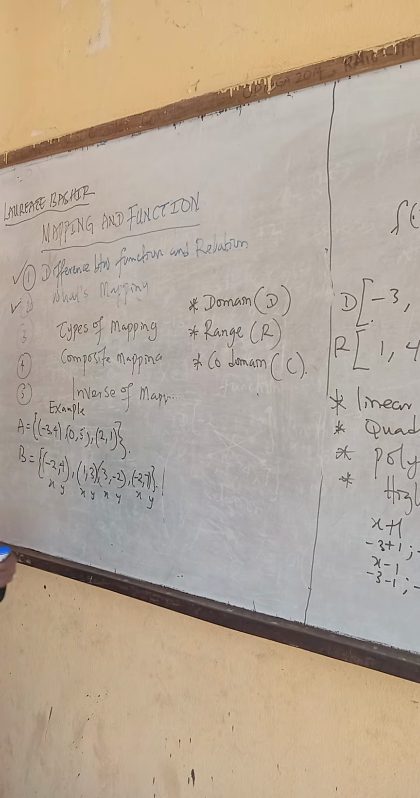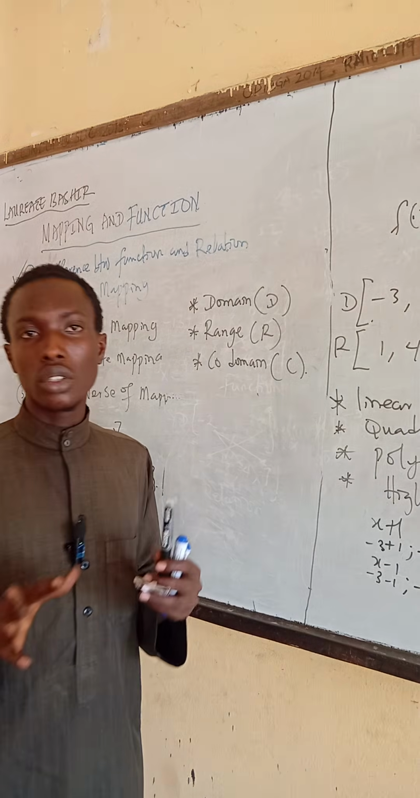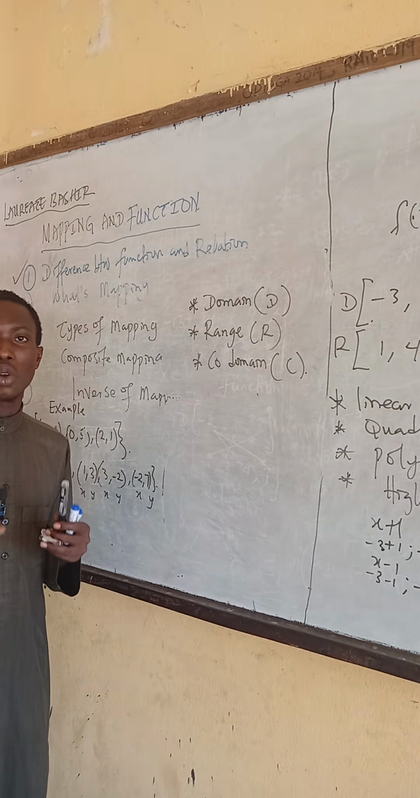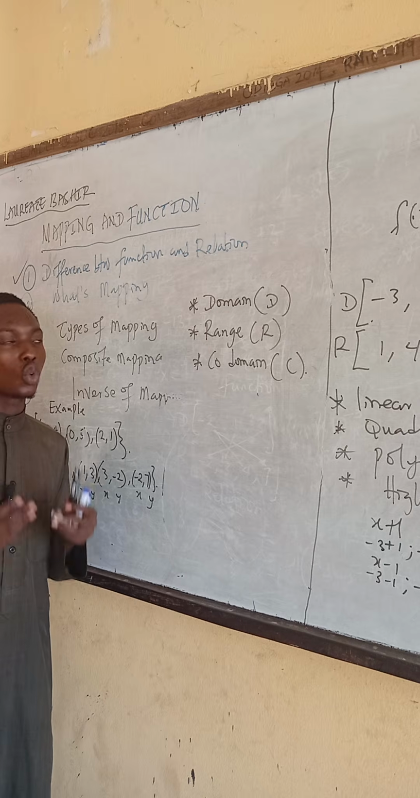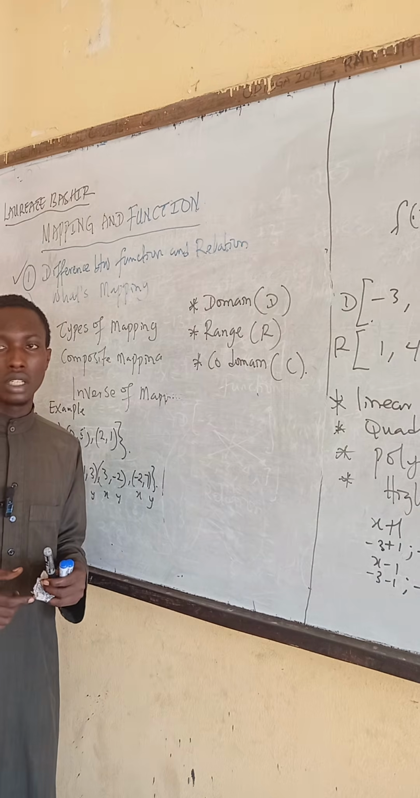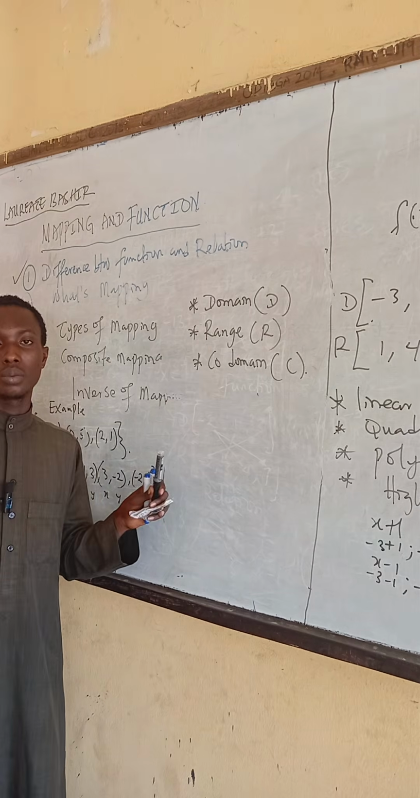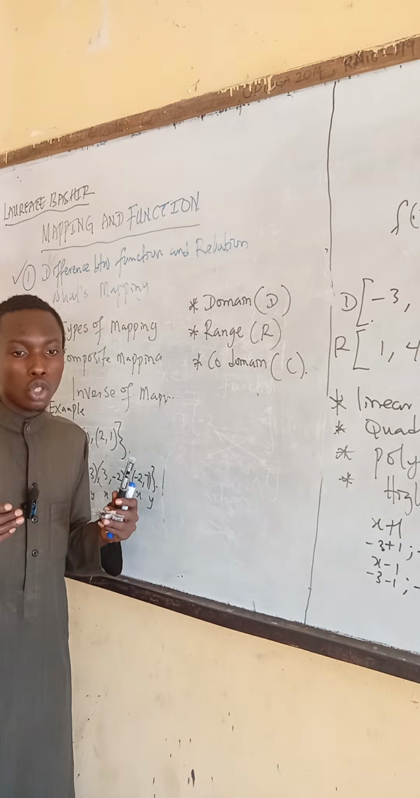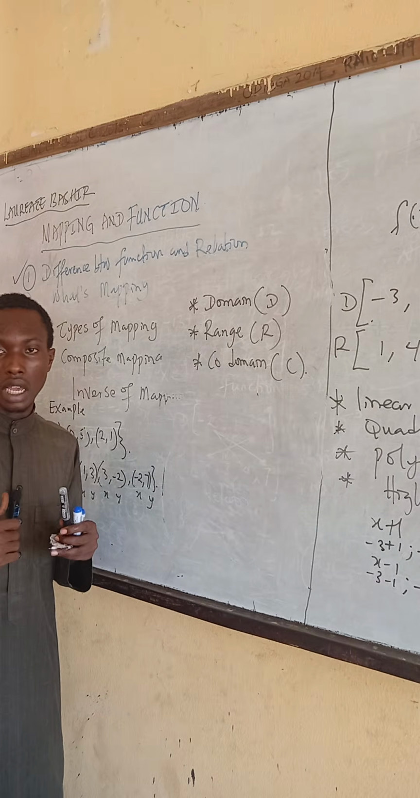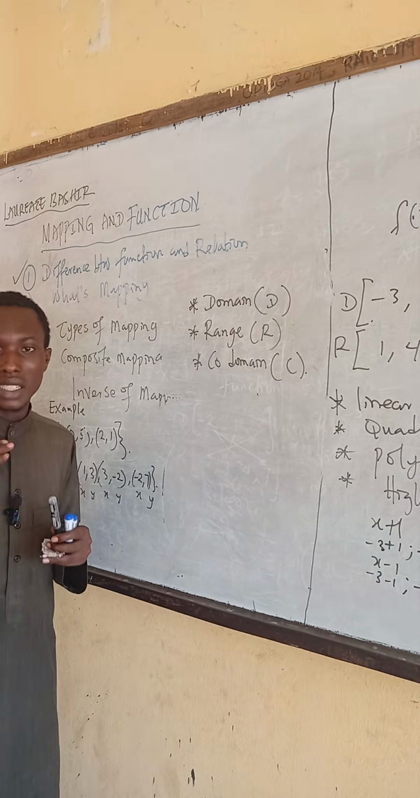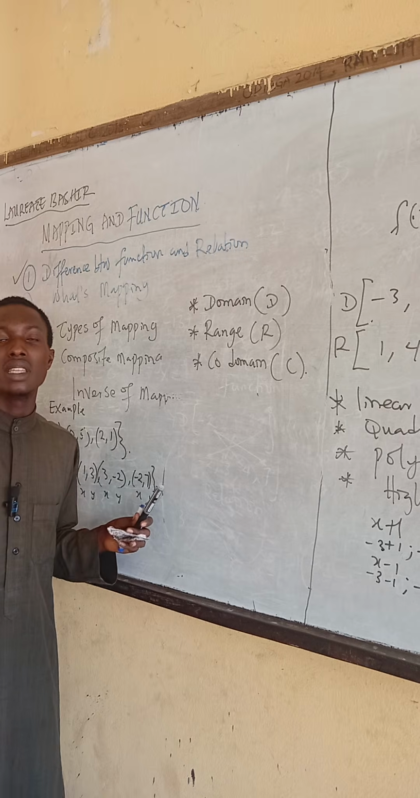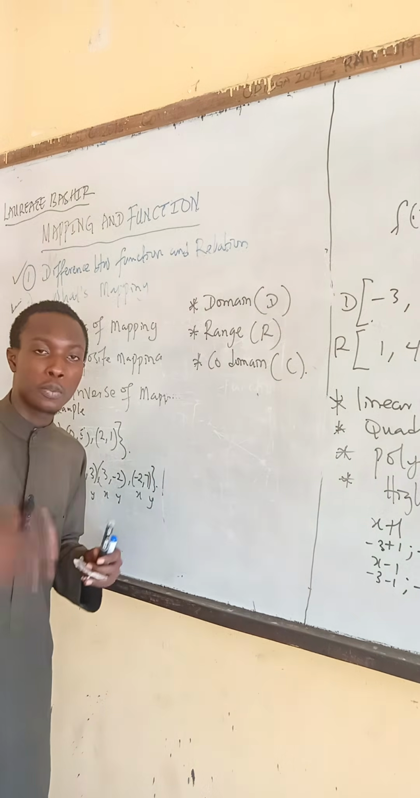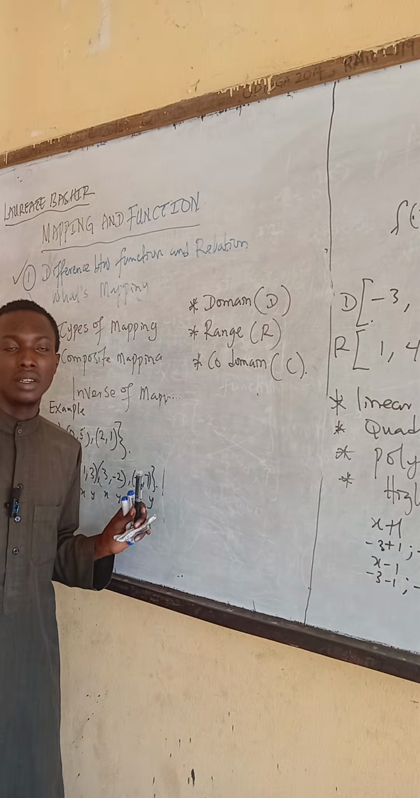So in mapping and function, when you are talking about domain, it is actually the image that you are considering, the image you are taking into consideration. You get? Domain is actually the image. You understand? So what you want to map into another set, that's what we mean by domain. Domain is actually the image of a particular set, to be mapped to another set. That's what we mean by domain.